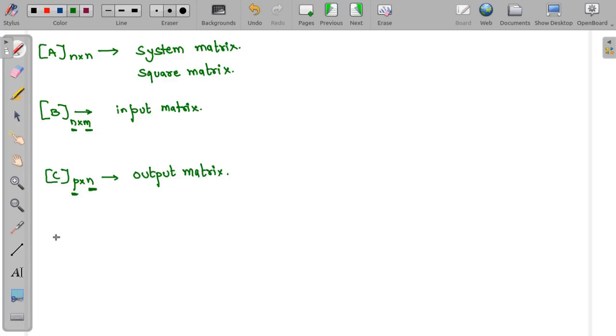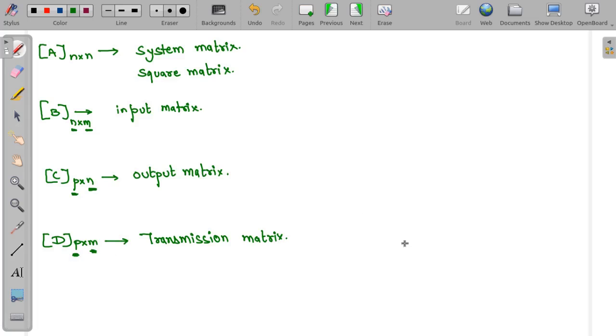Now the last matrix we have is the D matrix. Its order is P cross m. This matrix is known as the transmission matrix, and it gives us the relationship between output and input. What is the direct relationship between the output and the input? It is given by the transmission matrix.